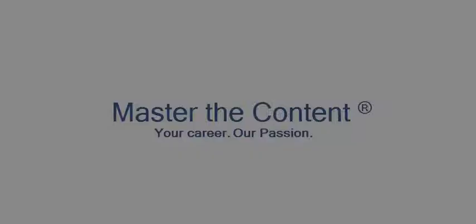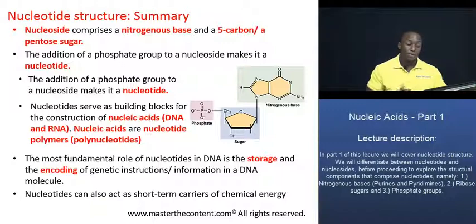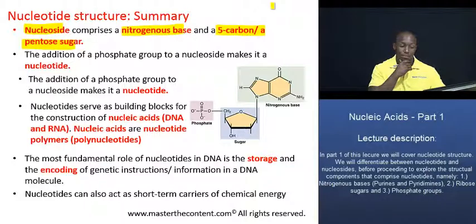Okay, so moving on, what I wanted to point out on this slide right here is a few more things just to summarize what we've talked about as far as the structure of a nucleotide is concerned. Now, a nucleoside will comprise a nitrogenous base and a 5-carbon pentose sugar. We've established that. That should be something that you have committed to memory at this point in time. Now, if we add a phosphate group to a nucleoside, we turn it into a nucleotide. So that's a key difference.